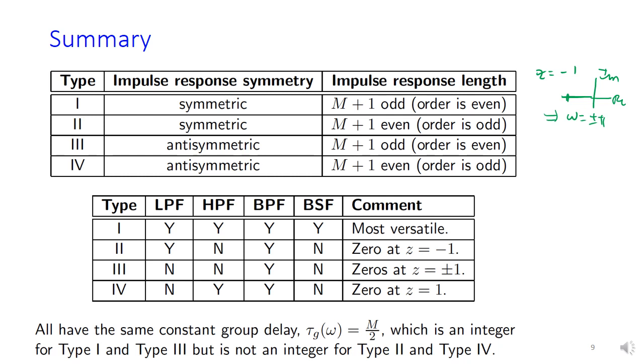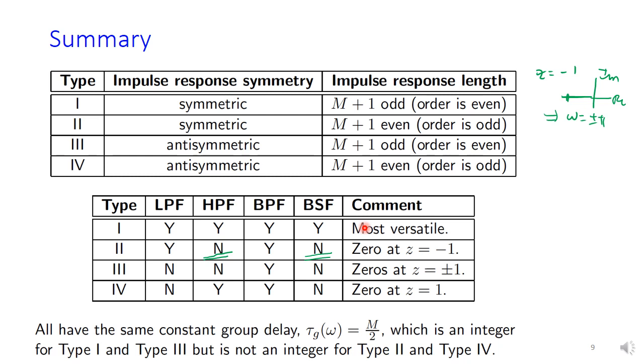Because of that reason, what you can say for sure is it cannot be used as a high pass filter, and also it cannot be used as a band stop filter, once its magnitude becomes 0. And on the contrary, when it comes to the type 1 filter, there is no such constraint imposed. So depending on the nature of the sequence that you have, you could have zeros and poles anywhere. So that's the most versatile system.